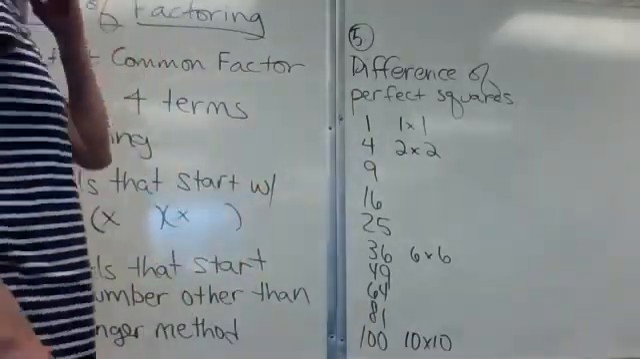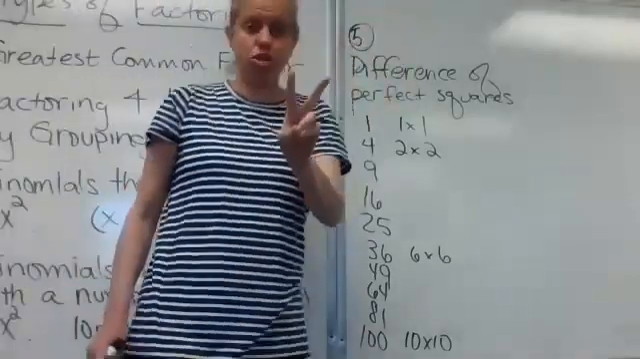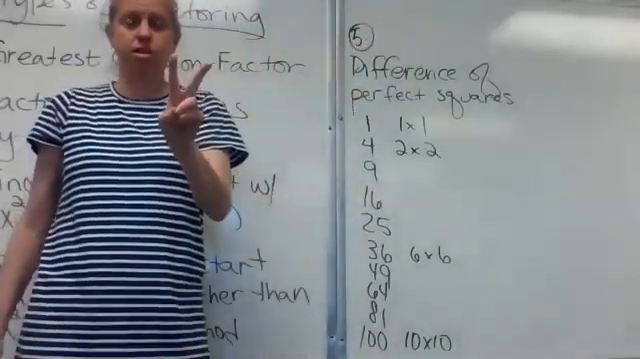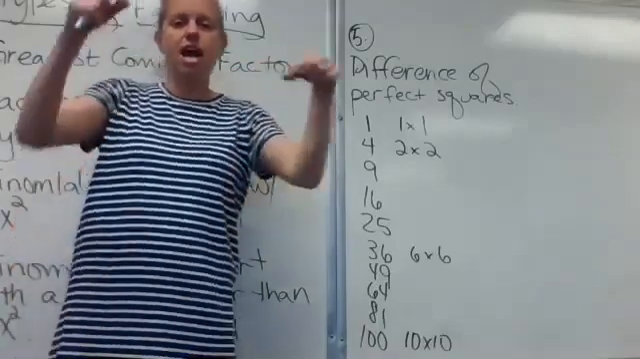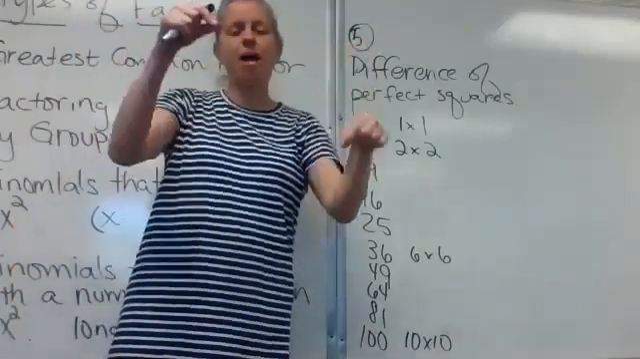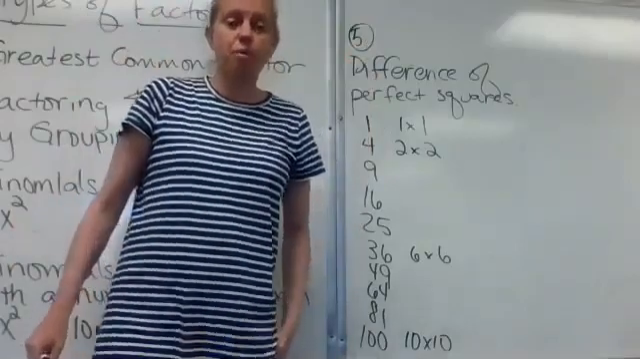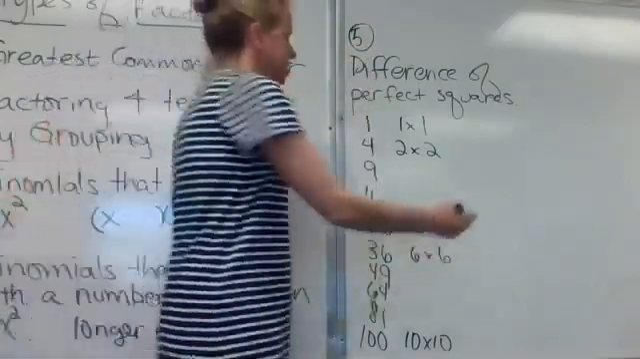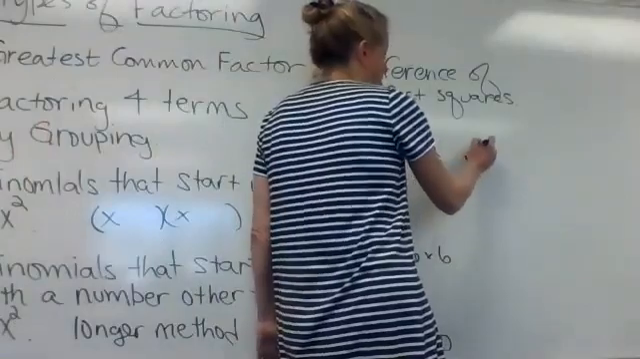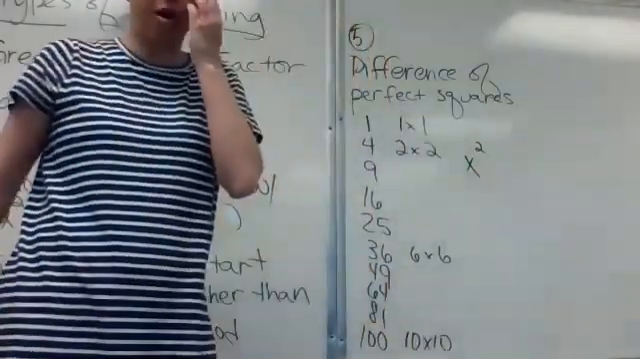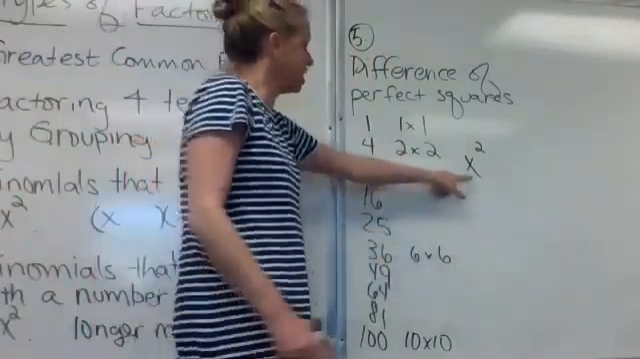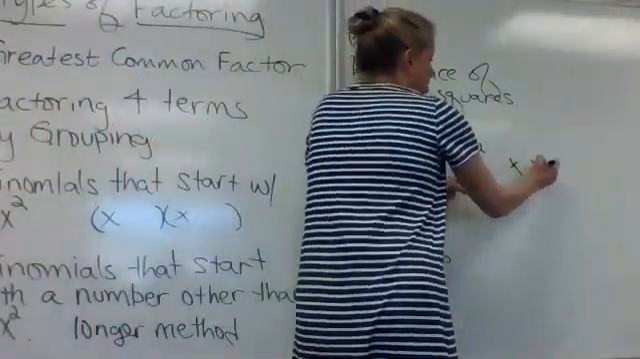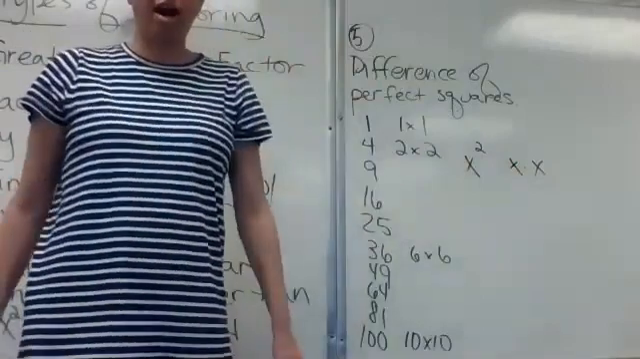So 3 things have to happen for perfect squares. There has to be 2 terms. There has to be a minus in the middle. And the front term and the back term have to be perfect squares. They're not always numbers, sometimes they're letters, but x squared is a perfect square because just like these, I can use the same thing to multiply to get x squared.